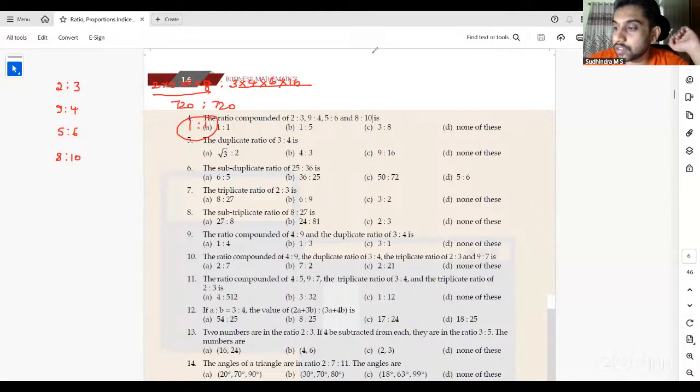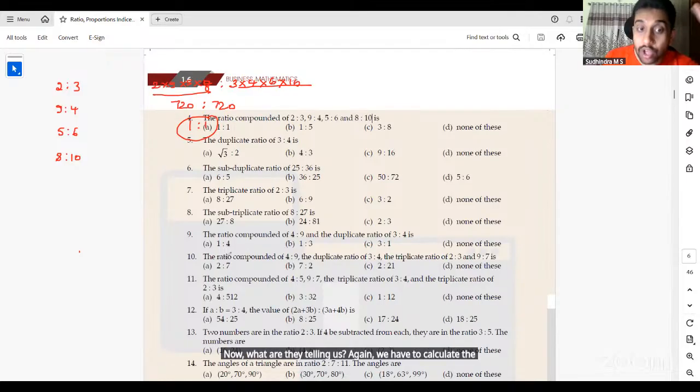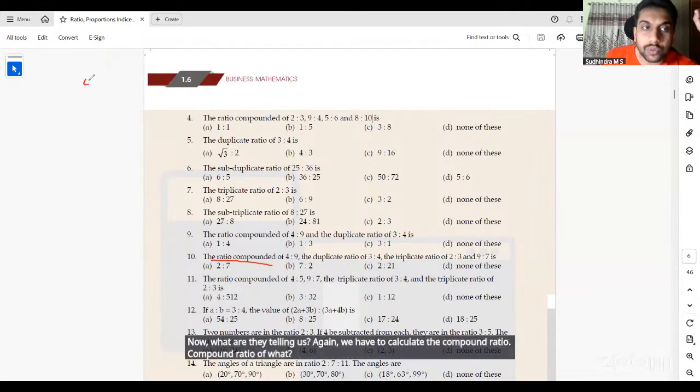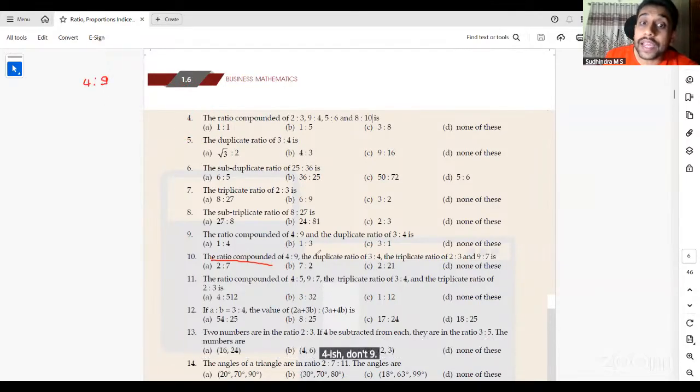Others still solving? Not getting it? Very good, Dhanush. Now, what are they telling us? Again, we have to calculate the compound ratio. Compound ratio of what? 4:9. Duplicate ratio of 3:4. What is duplicate ratio of 3:4?